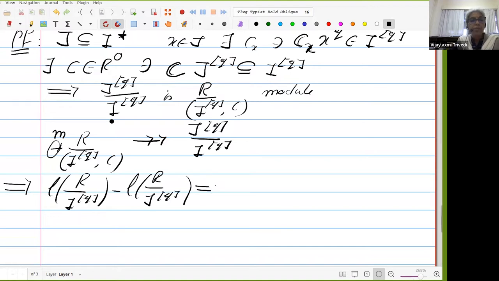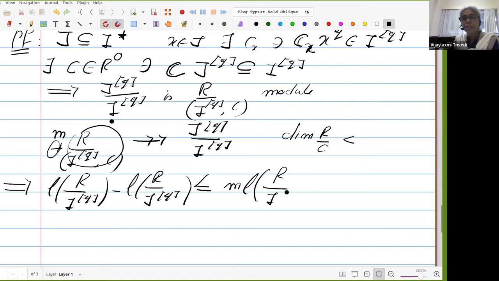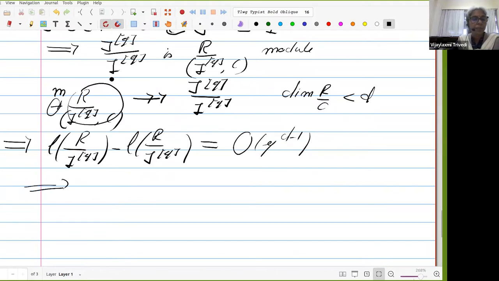This length is less than or equal to m times the length of R mod (I^[q] colon c). See, this module is over R mod c, where c doesn't belong to any minimal prime. So the dimension of R mod c is strictly less than d. So this is of order q to the power d minus one. So I go modulo q to the power d and take the limit, which implies E_HK of I minus E_HK of J is zero. Okay, so this is one thing.